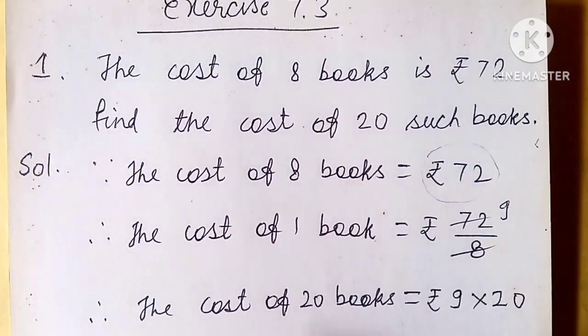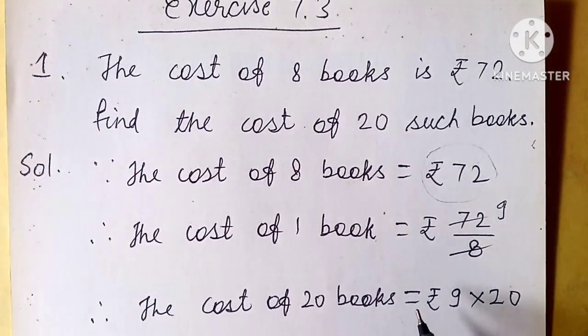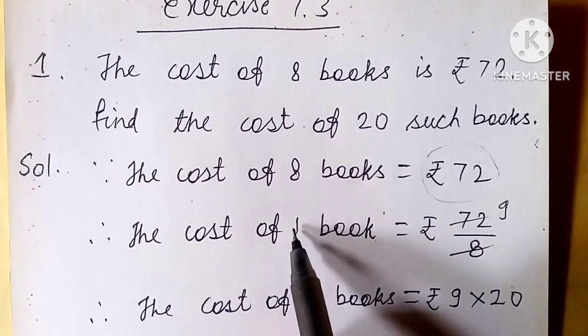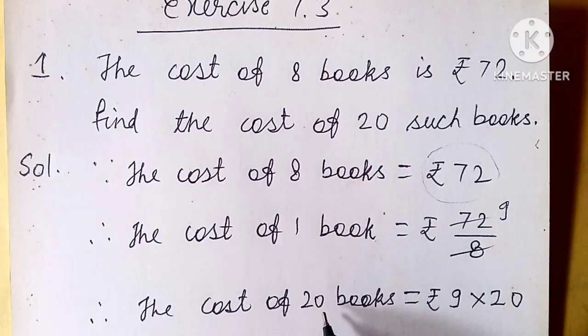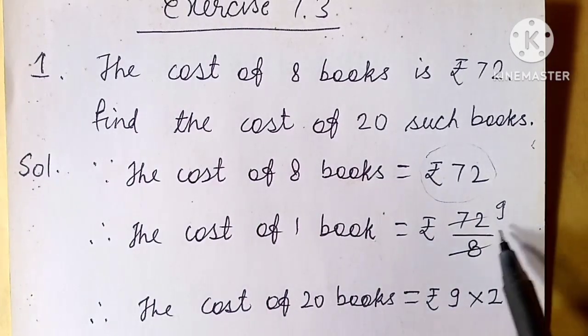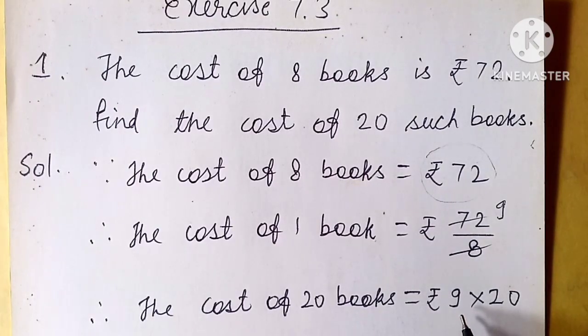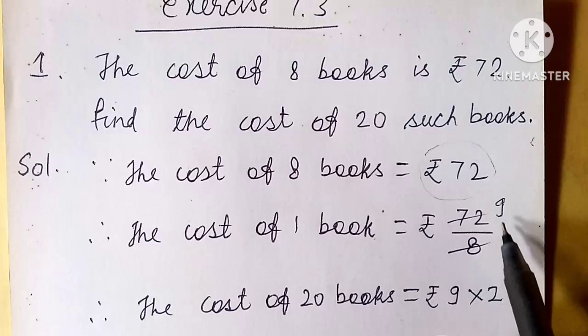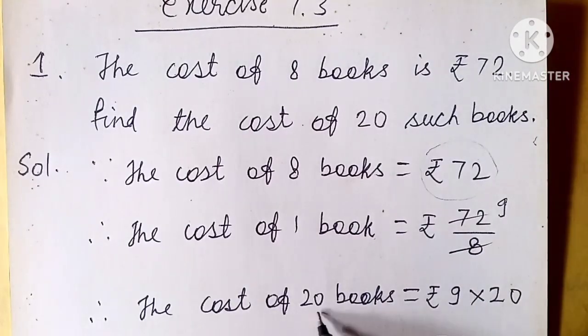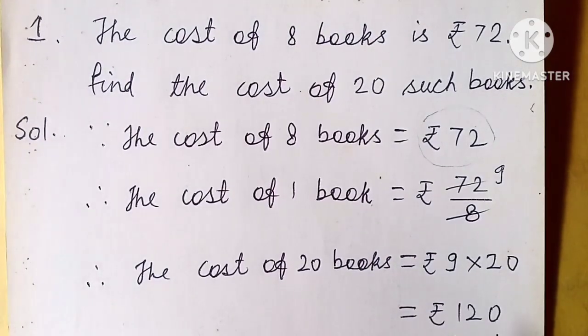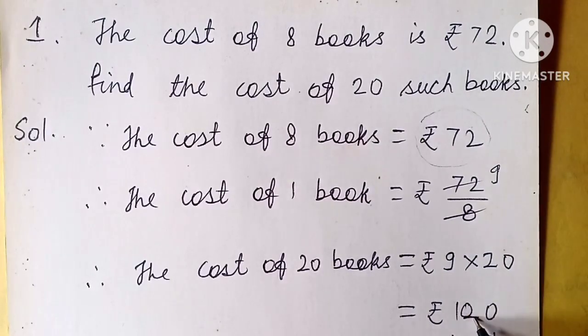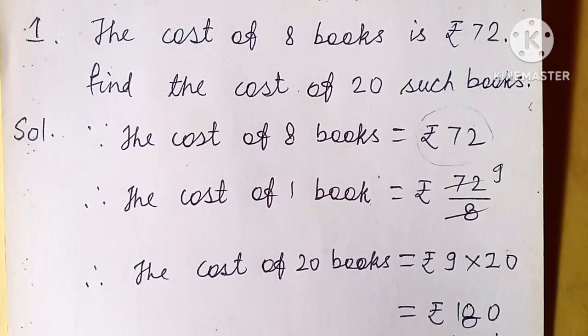Therefore the cost of 20 books, now again the number of books is increased, so the cost will be increased, and for that we have to multiply. So we have to multiply this 9 with this 20 to get the cost of 20 books. So it is 9 into 20, it is 180, right?